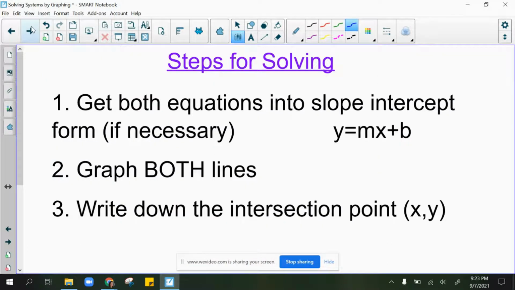So here are the steps, and if you need to write these down, you can go ahead and pause the video. You're going to get both equations into slope-intercept form, which means we want them to look like this. We want them to say y equals so that we can find here is the slope again, and then b is your y-intercept. b for begin, m for move with your slope, so that they are ready for us to graph right away. Sometimes they're already ready to graph, sometimes they're not. Once they're both ready, then you're going to graph both lines. And then the last thing that you're going to do is write down that intersection point if there is one. Sometimes it's infinitely many, sometimes it's no solution.